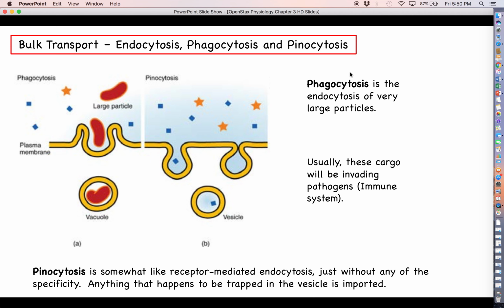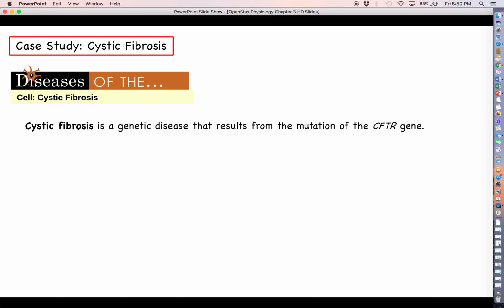Phagocytosis deals with the endocytosis of very large particles. We're talking even larger than, say, a protein. So most commonly with phagocytosis, we're talking about the cells of the immune system capturing things like bacteria and other types of pathogens, and then internalizing them so that they can be destroyed by particular hydrolytic enzymes inside the cell so that we can neutralize those potentially harmful pathogens.